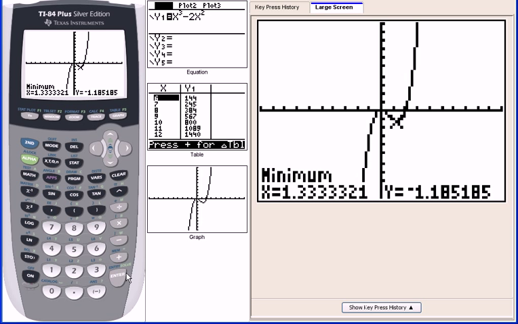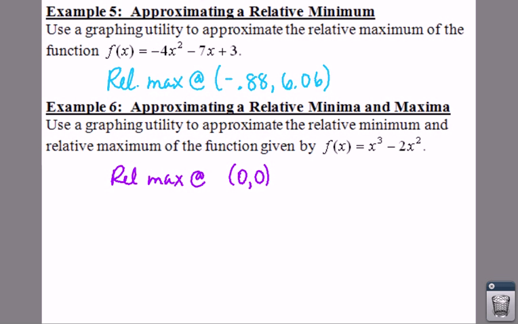Here is your minimum. Now this is a 1.33 and a negative 1.19. So we'll write down our answers for our relative min. And that's going to be at 1.33 comma negative 1.19. And I think we just showed why you would want to use a graphing calculator.